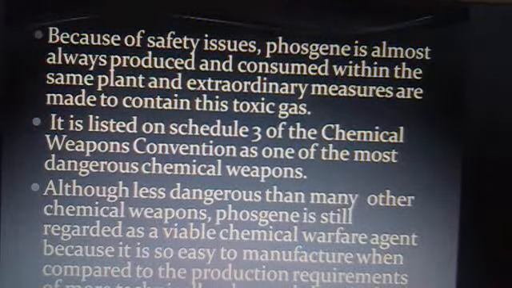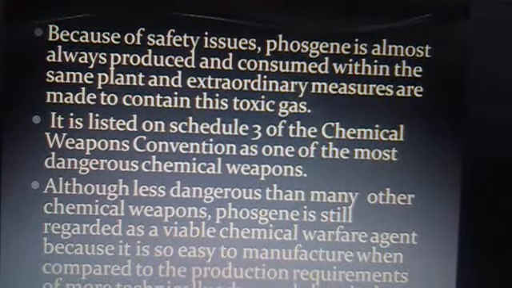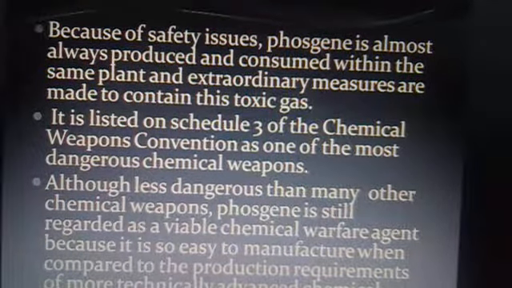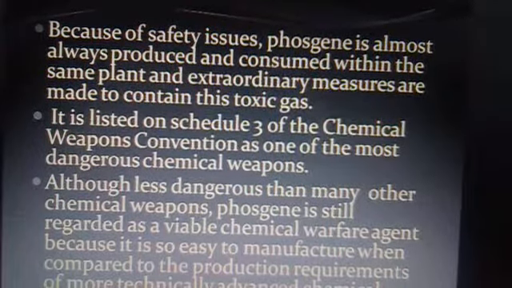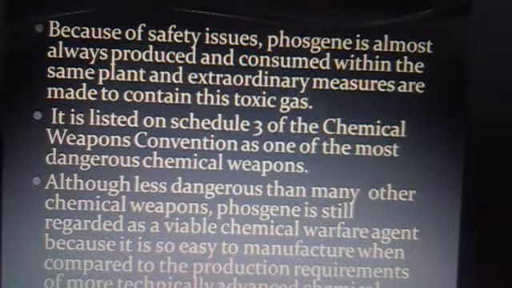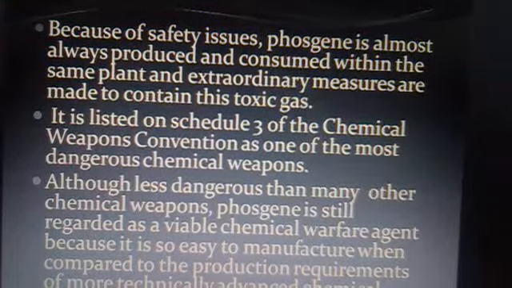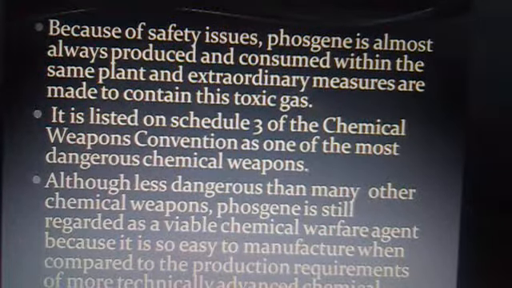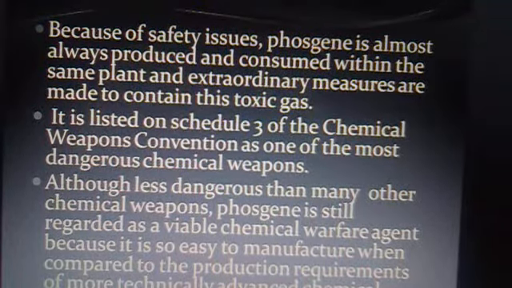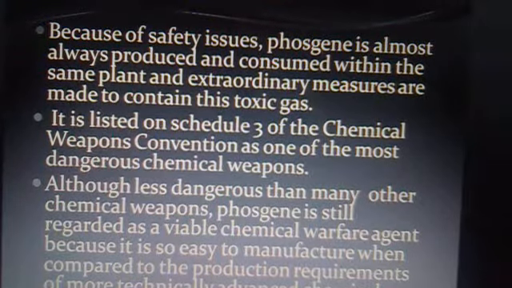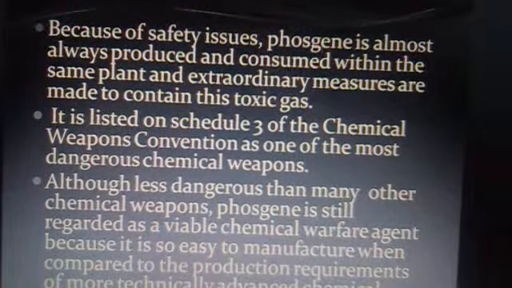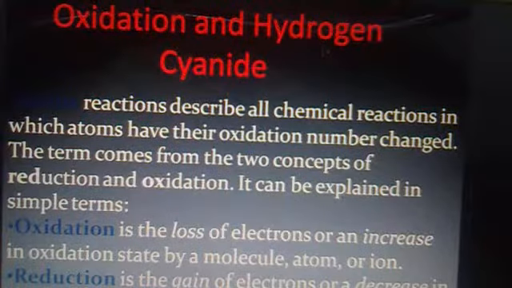Because of safety issues, phosgene is almost always produced and consumed within the same plant, and extraordinary measures are made to contain this toxic gas. It is listed on Schedule 3 of the Chemical Weapons Convention as one of the most dangerous chemical weapons. Although less dangerous than many other chemical weapons, phosgene is still regarded as a viable chemical warfare agent because it is so easy to manufacture when compared to the production requirements of more technically advanced chemical weapons.